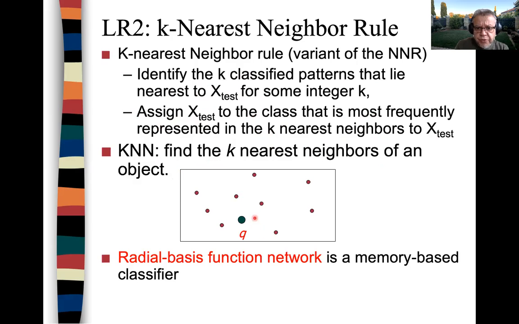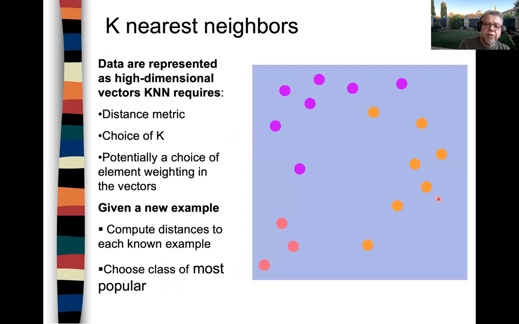Okay, so we'll illustrate that in a second. You have a number of networks, for example, the radial basis function network, which is a memory-based classifier. So K nearest neighbor, let's look at an example.